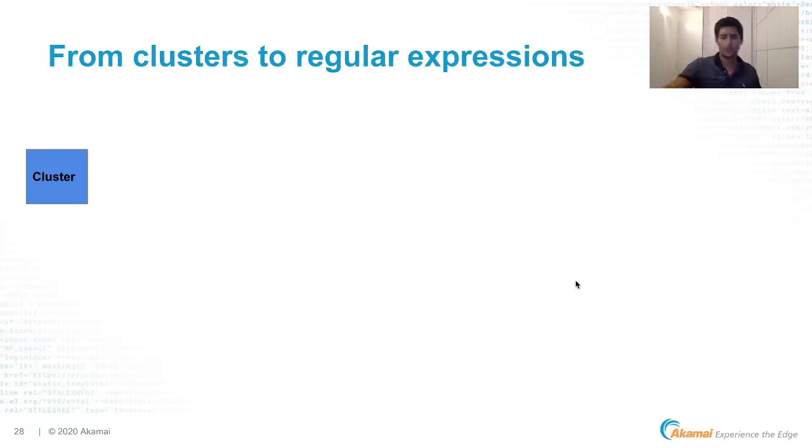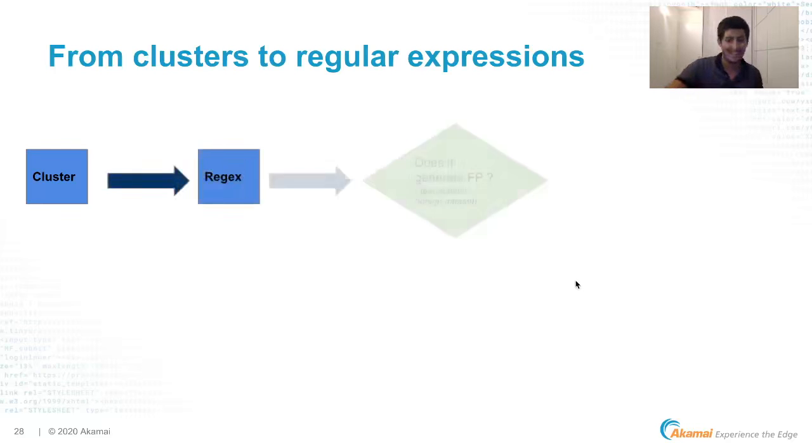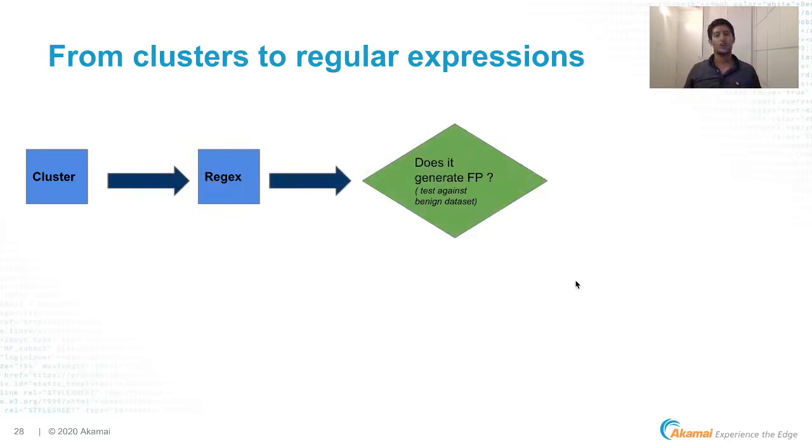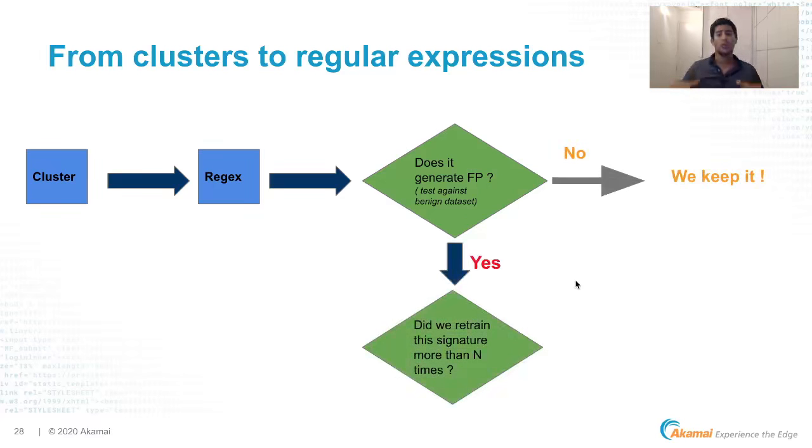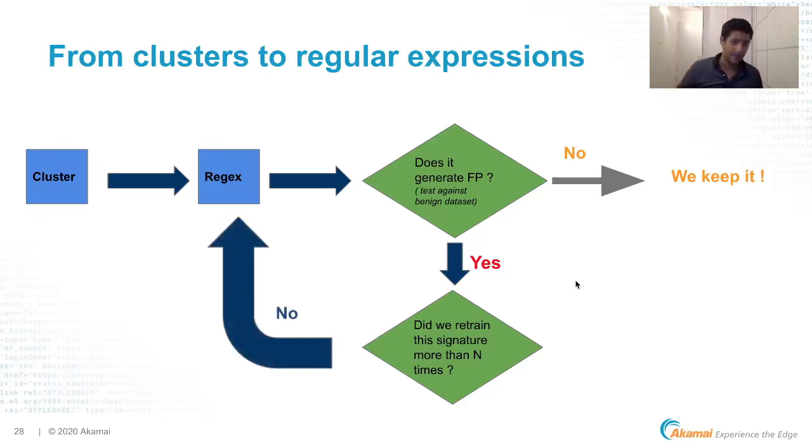So we have the clusters, we extract the regex, and then we test this regex against our benign dataset. If it doesn't catch anything, we keep this regex. Otherwise, we retrain: we take the false positives and put them on the list of strings not to catch. Remember the game regex golf. We can do it n times, and after n times, if we still find false positives, we don't use this regex. It will maybe be clearer with the data.